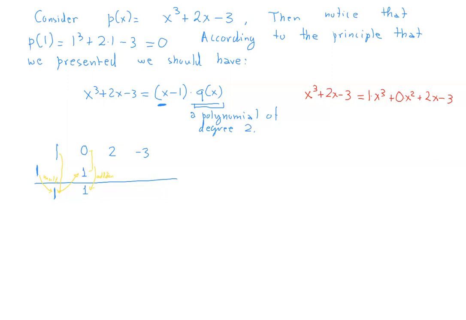And pretty much the same thing continues over and over. So you're going to multiply 1 times 1 and put it here. So that will give you 1. And then you're going to add them up. 2 plus 1 is 3. And then finally, you're going to multiply 1 times 3. And that gives you 3. And you're going to add it to negative 3. And that is going to give you 0.